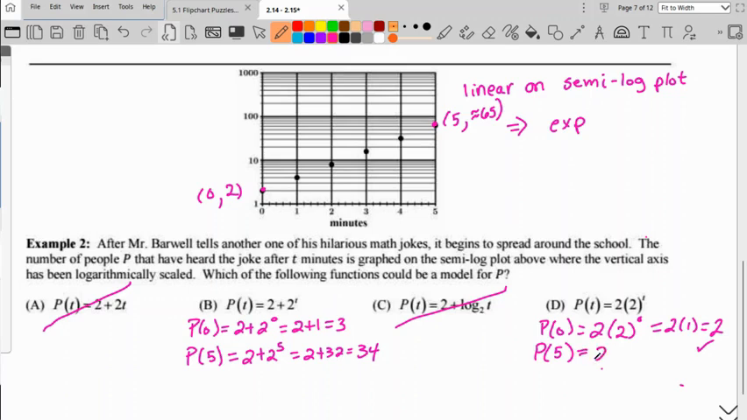So P of 5 on that one will be 2 times 2 to the 5th. We said 2 to the 5th was 32. 32 times 2 is 64. And what do you think? Is that pretty good? Yes, that's clearly the better model, so we'll pick D.